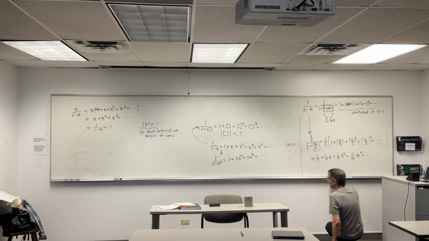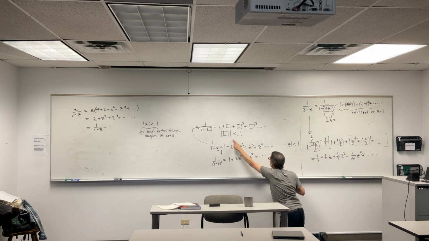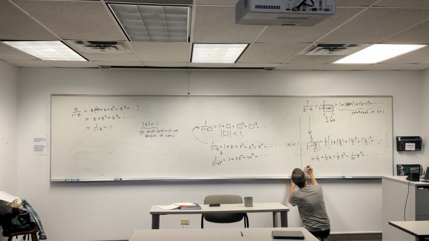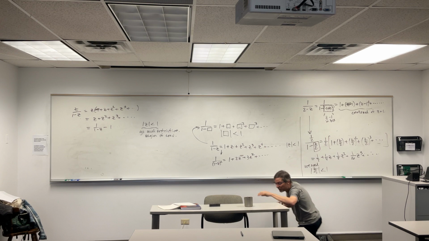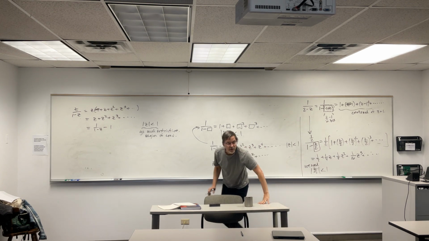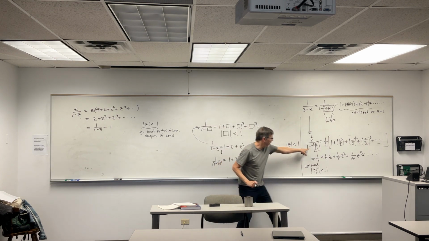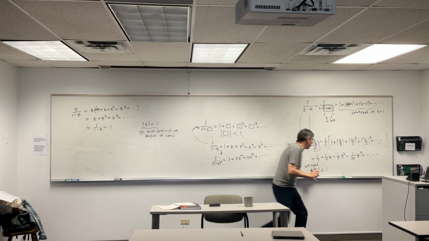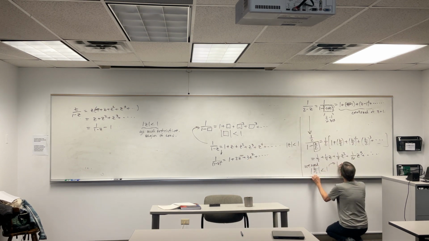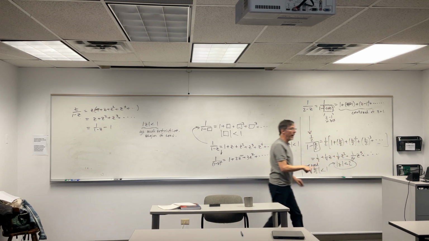This is centered at 0. What is the radius of convergence? Well, I have to look at what's in the box, because the thing in the box has to have modulus less than 1. So we need the modulus of z over 2 to be less than 1, because that's the thing that's in here. And so that means the modulus of z is less than 2. And this thing has a radius of convergence of 2 now.